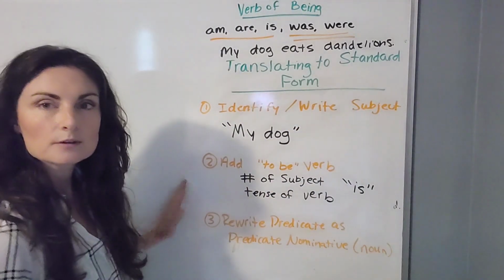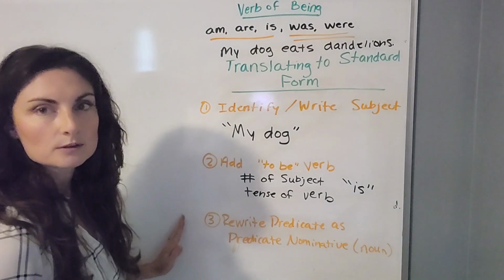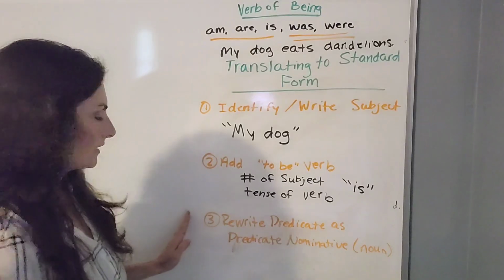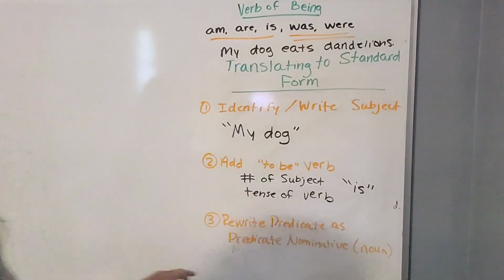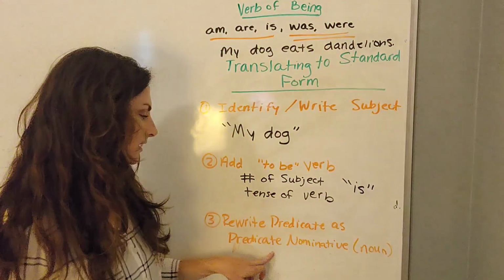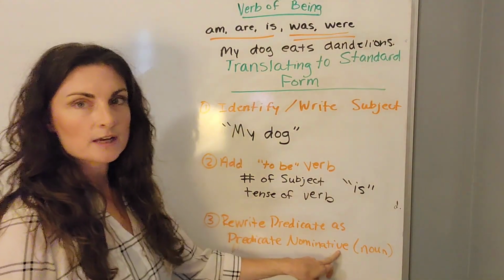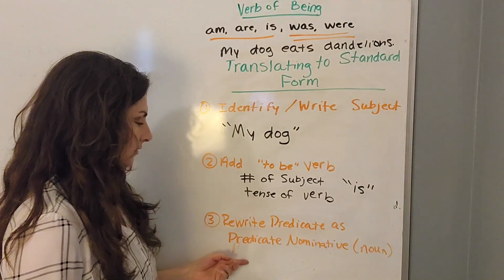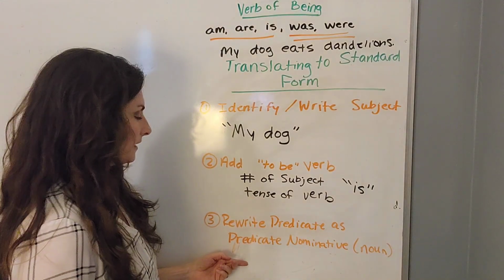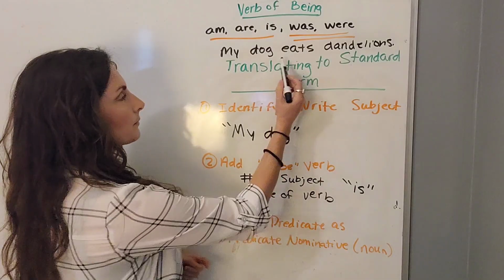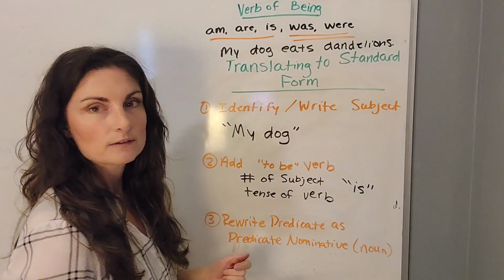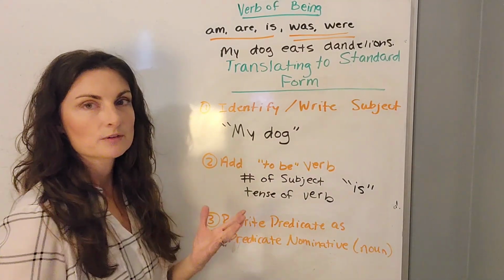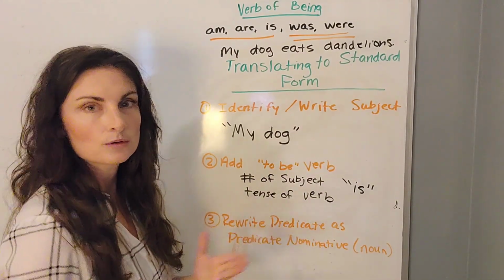All right, number 3. I don't know how well y'all can read this. I probably will switch colors next time instead of orange. So number 3 is to rewrite the predicate as a predicate nominative. Now, the predicate nominative is a noun. So that's what we were doing. So we're going to look at the predicate. The predicate is the verb and anything that comes after the verb. So eats dandelions is our predicate. We have to re-say this, putting the whole thing as a noun.